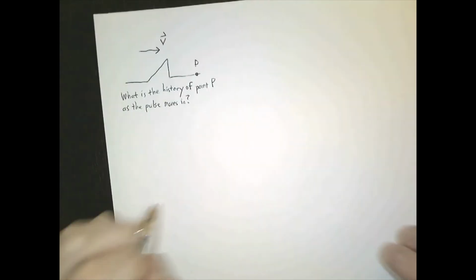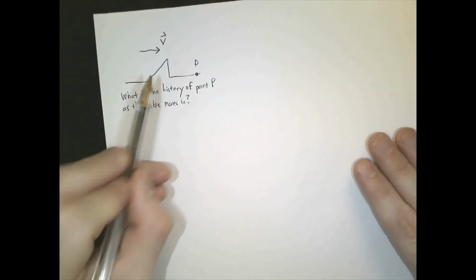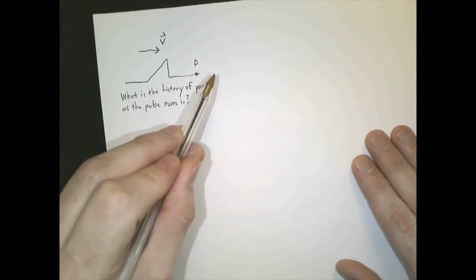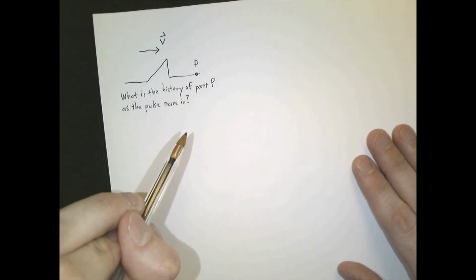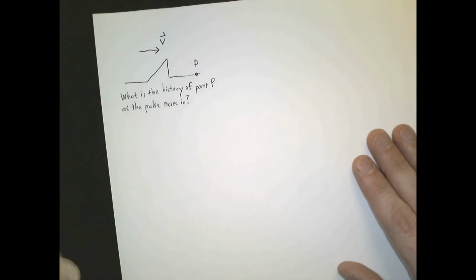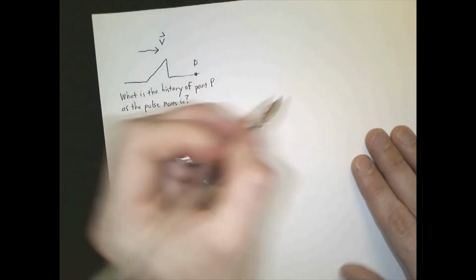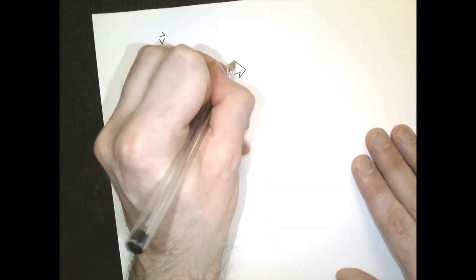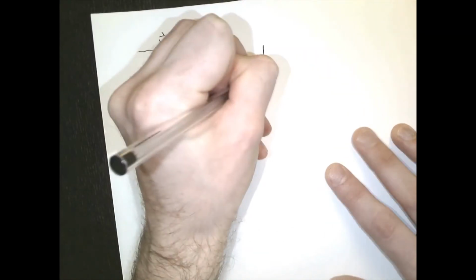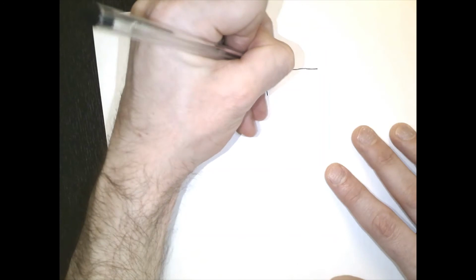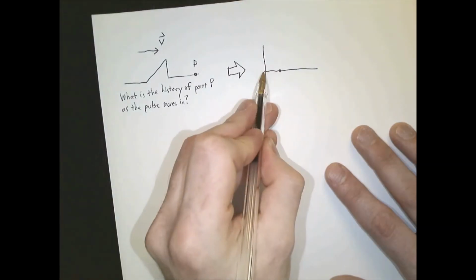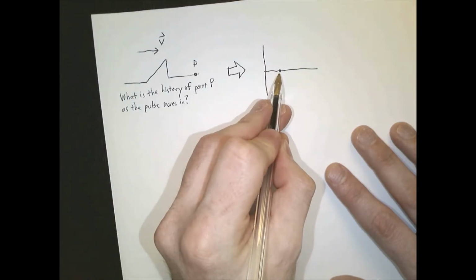So essentially, you're going to watch how this wave travels into point P, and you're going to make a diagram of what point P sees as the wave moves into it. So here's our history graph. It's going to take some time for the wave to reach point P, so I'm going to start my graph out at 0.